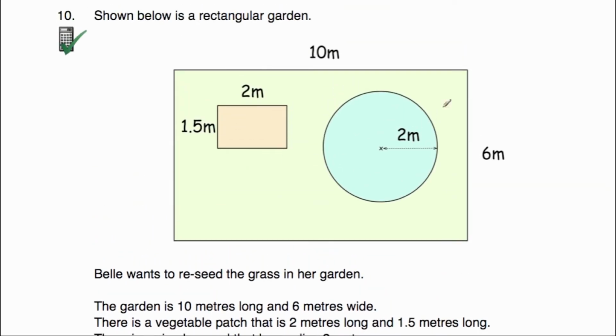So the first thing we want to do in this question is to work out the area of grass. So the area of the whole garden would be 10 multiplied by 6, which is equal to 60 meters squared. That's the whole garden. And this rectangle, this flower bed, is 2 times 1.5. The area of this rectangle would be 2 multiplied by 1.5, which is equal to 3 meters squared. So the vegetable patch has got an area of 3 meters squared.